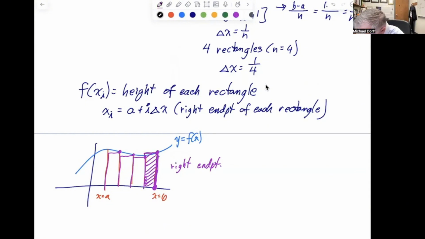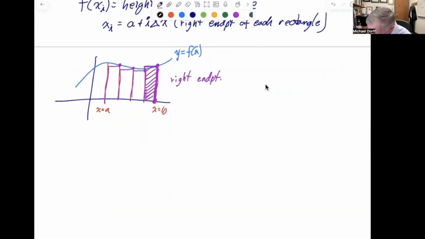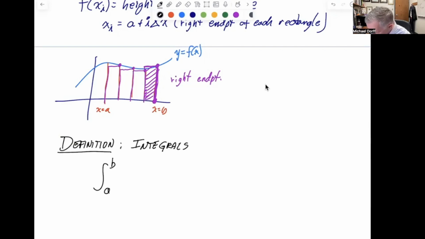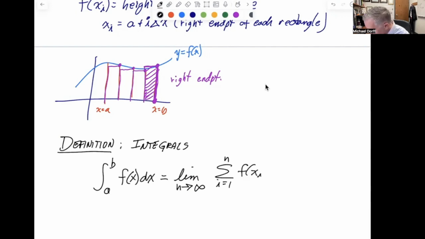All right, then what we're going to get is the definition of the integral, and it's going to be this squiggly, almost like an S there, from a to b of f of x dx. That's the integral, and it's going to equal the limit as n goes to infinity of the sum i equals 1 to n of f of x sub i delta x.